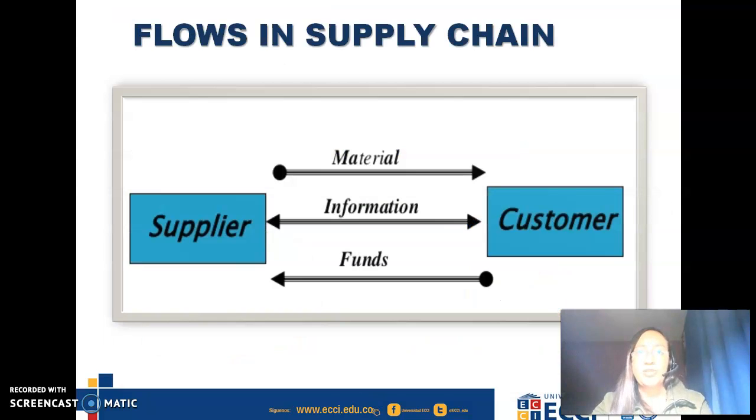The flows in the supply chain. Supply chain is the management of these three flows. Material flow. This is the flow of the physical products from suppliers all the way down to the customer. The information flow is the flow of information from suppliers to customer and from customer back to supplier. This flow is bidirectional. And the financial flow that involves the movement of money from the customer to the supplier.